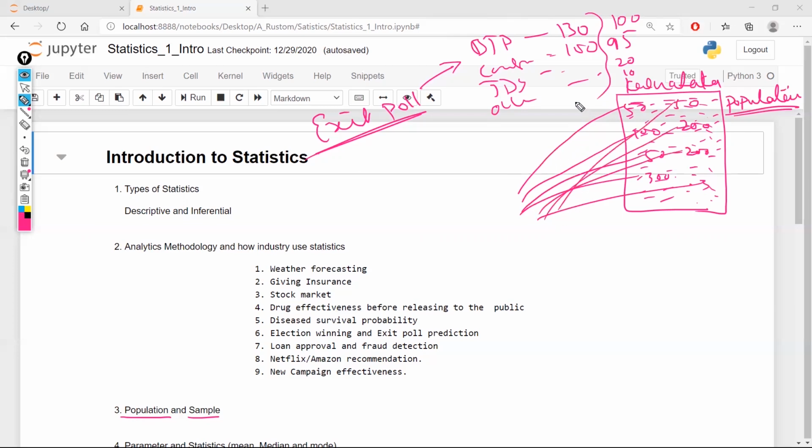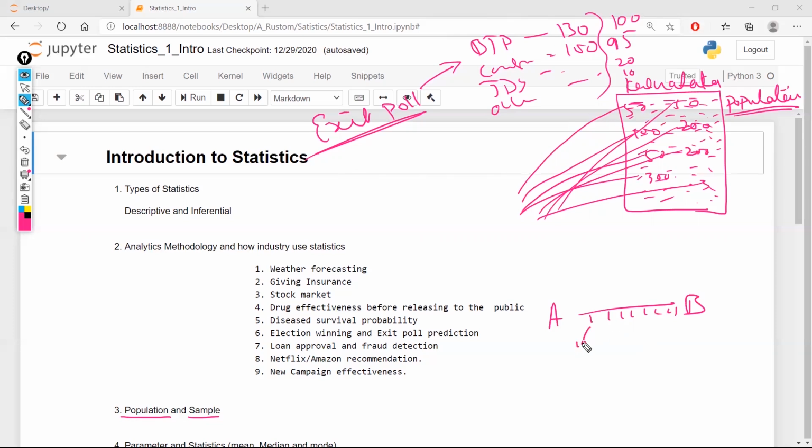So I will take the opinion of those people, not only from one place. Just assume that I'm going from city A to city B. On the way, we'll find so many places, villages, talukas, or anything.